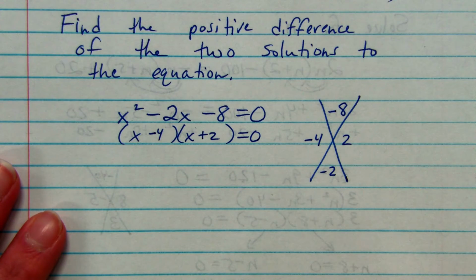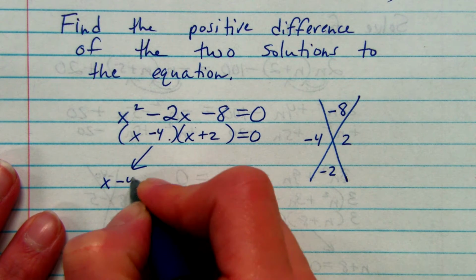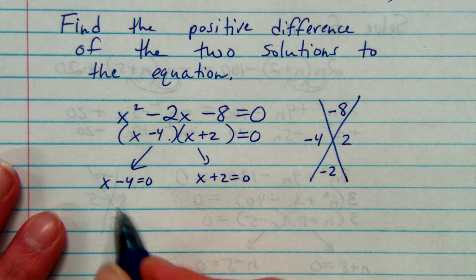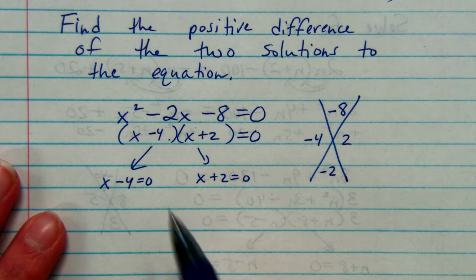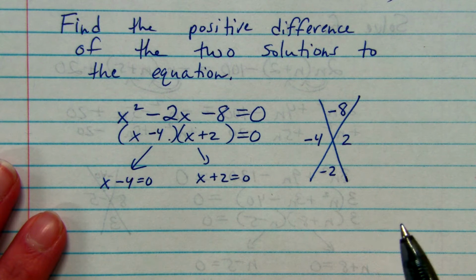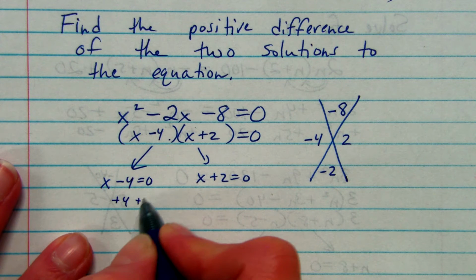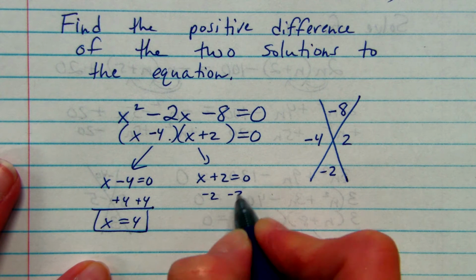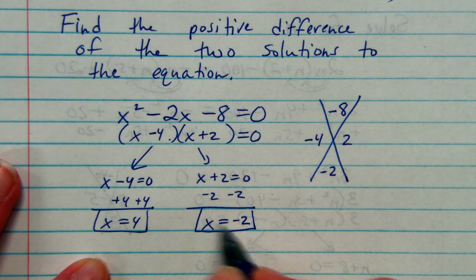And the whole thing equals 0, which means I'm multiplying this times this to get 0. So one piece or both has to equal 0. So I can set up two equations using the factors, x minus 4 equals 0 and x plus 2 equals 0, and go ahead and solve those. So if I add 4 over here, I get 4. Subtract 2 over here, I get negative 2. So those are my solutions.